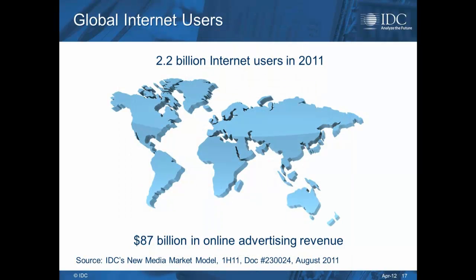Some statistics to bring the magnitude of these changes home. First, cloud and the growth of Internet users around the world. We've seen just huge growth in the number of people connected to the Internet over the last decade, and our estimate is 2.2 billion worldwide by the end of 2011, just under a third of the planet's population today. We're still seeing tremendous growth in emerging markets. The penetration in the U.S. is about 86%, but in India, it's still single digits.